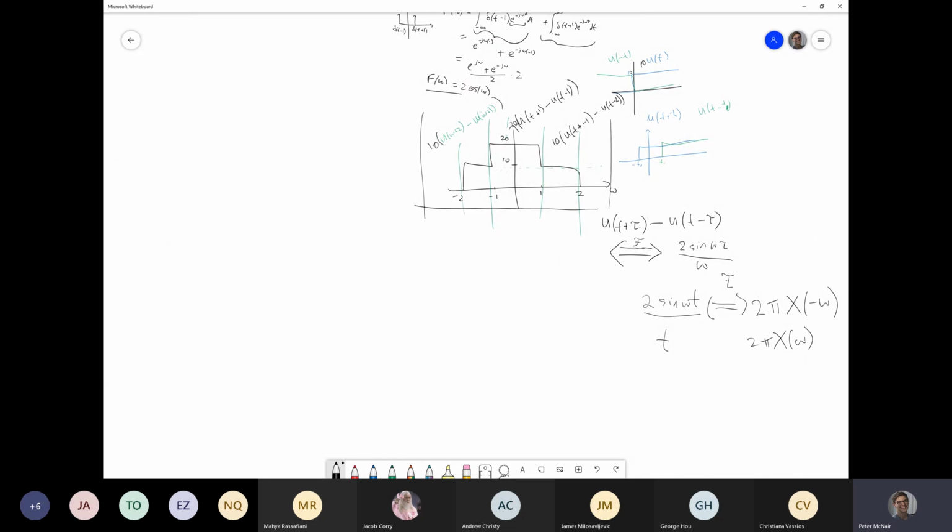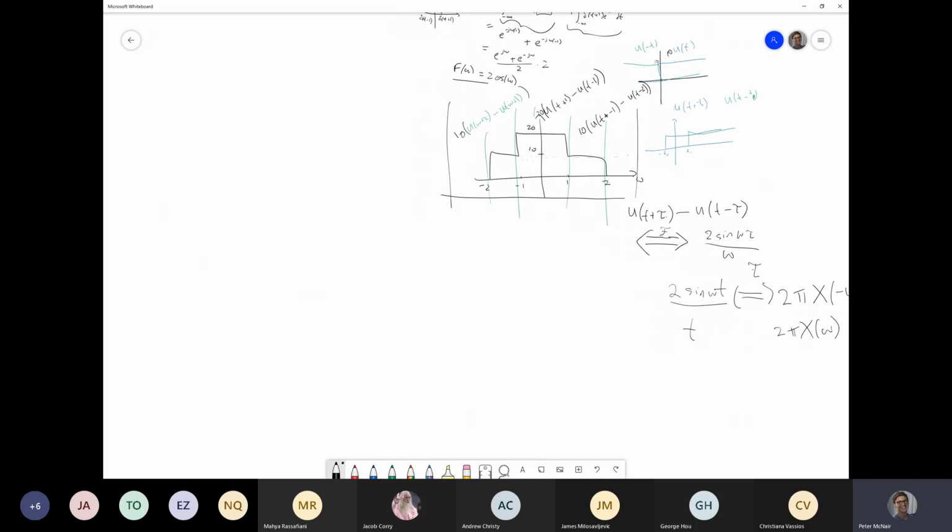Could you explain the duality again? Yeah, sure. Duality is just one of those, like, I can pull it up. It's just one of those properties, right? I don't think you're expected to derive it. I can't imagine it though. But how do you apply it in this case?